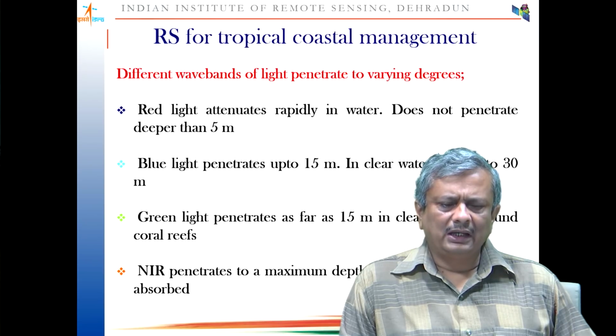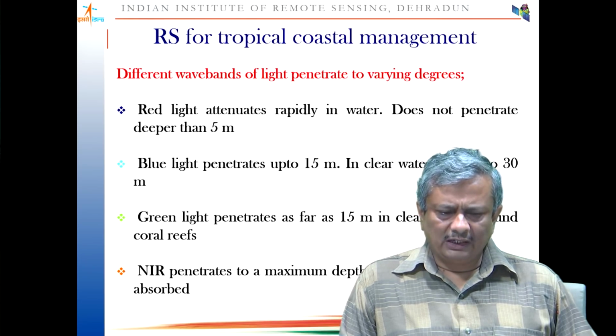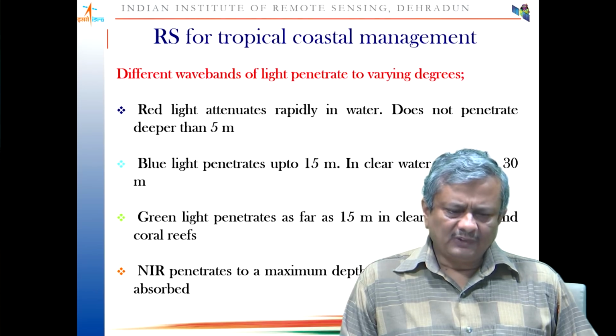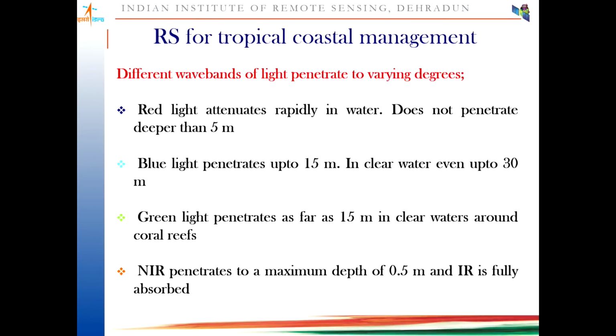So you can see the red light attenuates rapidly in water, and doesn't penetrate deeper than 5 meters. So using the red band, I cannot get any information beyond 5 meters in water. Blue light penetrates up to 15 meters, and in clear water it can go even up to 30 meters. The green light penetrates as far as 15 meters in the clear water around coral reefs. Wherever there are coral reefs, the water is very clear, very transparent, so the green light can give you information up to even 15 meters. But NIR penetrates to a maximum depth of 0.5 meter, and the IR is fully absorbed.